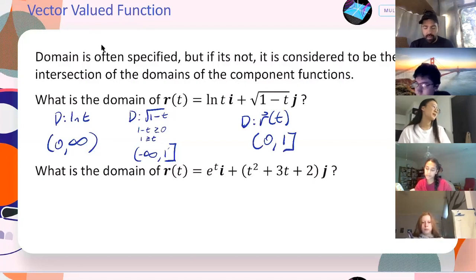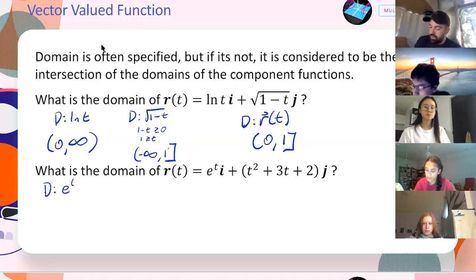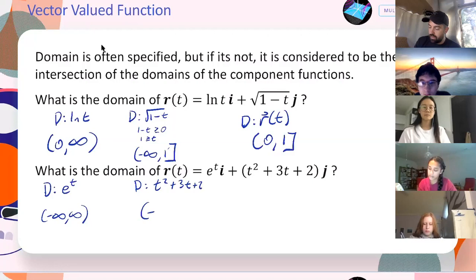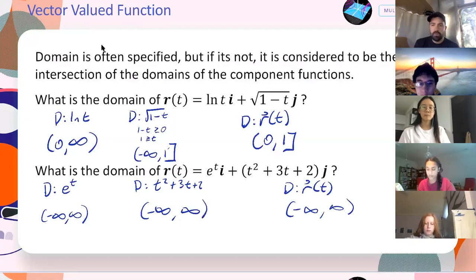So when we're looking at domain, we just want to find the domain of each piece. Here, the domain of e to the t is negative infinity to infinity. The domain of that quadratic, t squared plus 3t plus 2, is also negative infinity to infinity. So the domain of r of t is negative infinity to infinity. So if you're looking at domain, where does the thing work? You're looking at the domain of each piece, and we're getting the intersection, the overlap, the domain parts they have in common.